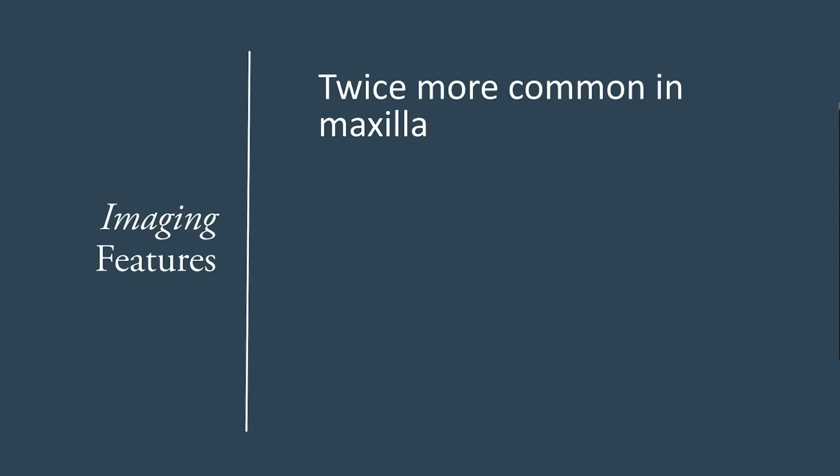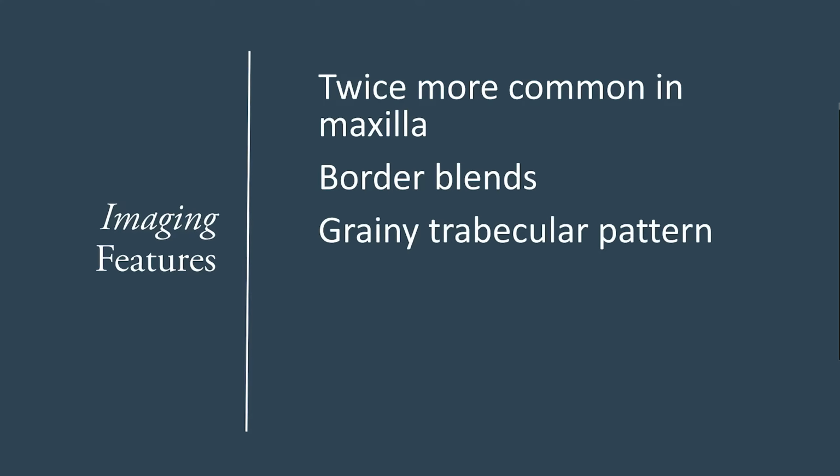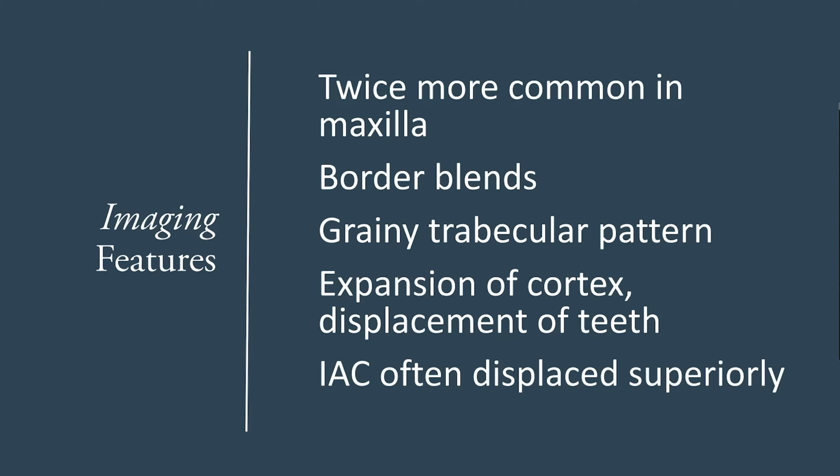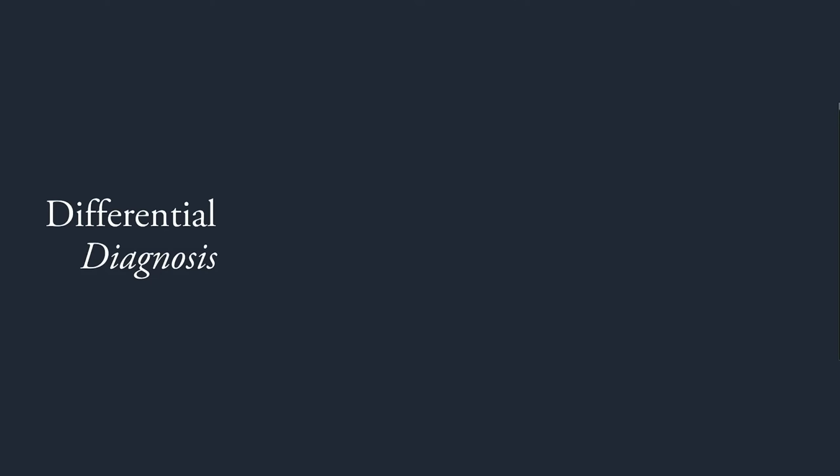As I had shown in the image, the border of the fibrous dysplasia blends into the neighboring bones, so there is no defined radiographic border. The trabecular bone, as we had seen, is grainy. As we have seen, teeth in the area of fibrous dysplasia are often displaced. The cortical plates would be expanded. Typically, the inferior alveolar canal is displaced superiorly. In our case, the canal was displaced inferiorly.